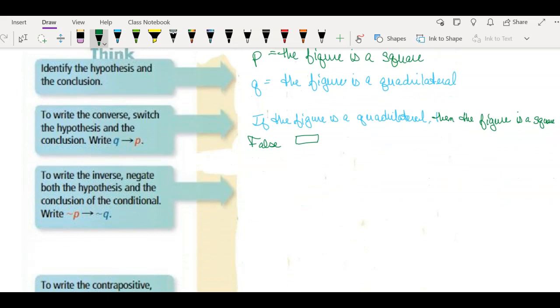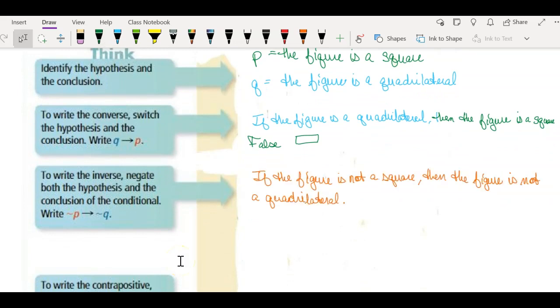Okay, now I'd like for you to do the same thing with the inverse. The inverse would be, if the figure is not a square, then the figure is not a quadrilateral. This one would be false as well, because quadrilaterals are things other than squares, and my counterexample could be a rectangle again.